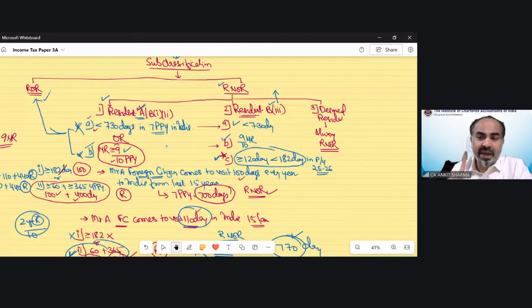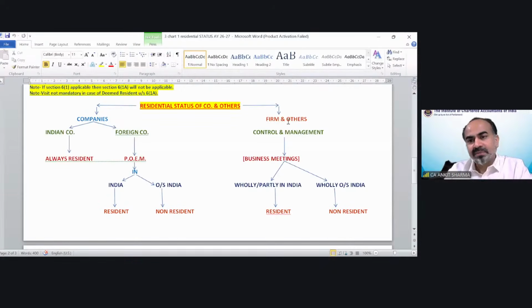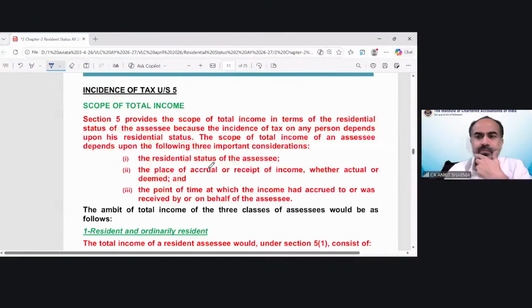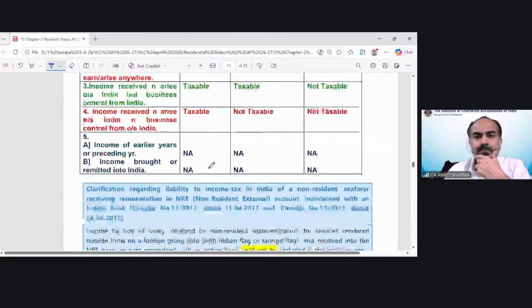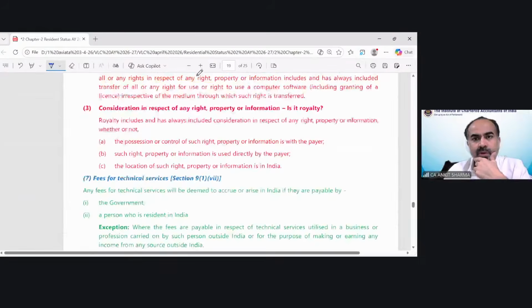We are left with the HUF subclassification. Before that, let me show you the chart I have prepared for all of you to make you understand the provisions on a single page. Now first of all, let me show you the provision for companies and other cases. You can see in case of a company, we have a diagram also. Here we go.